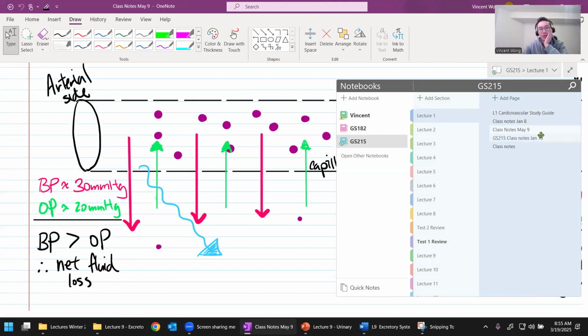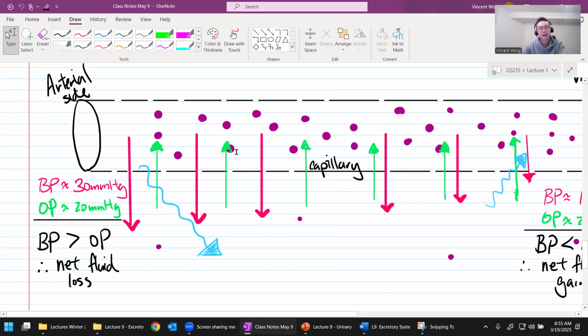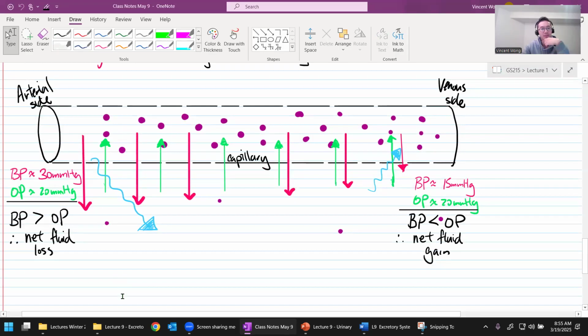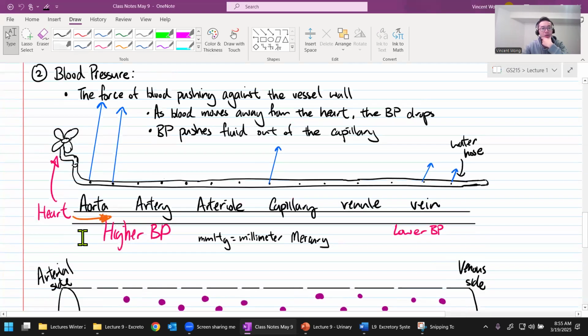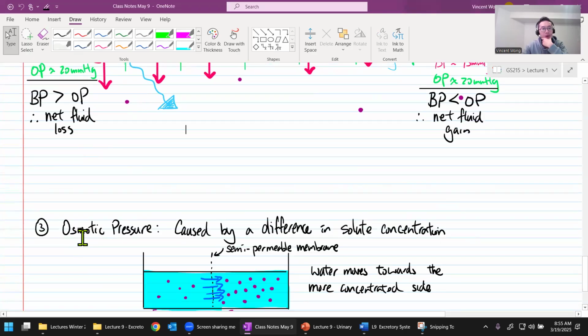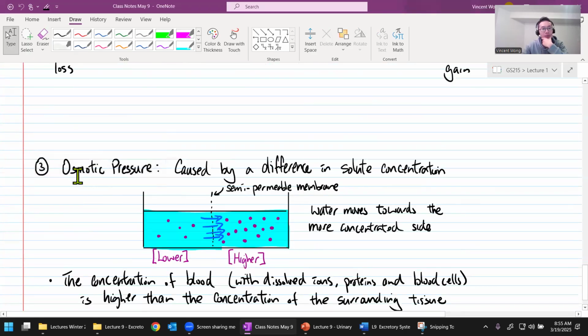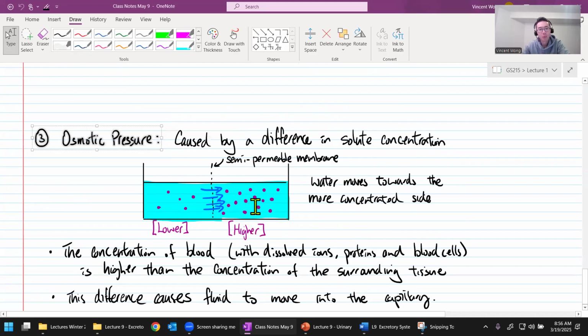Long time ago, we had this conversation about capillary exchange and all that stuff, and I was trying to teach you about osmotic pressure. Osmotic pressure is caused by a difference in solute concentration. The more dots you have, the more solutes you have. These solutes can be electrolytes, like NaCl. It could be proteins. Could be a bunch of stuff that's dissolved in the liquid.